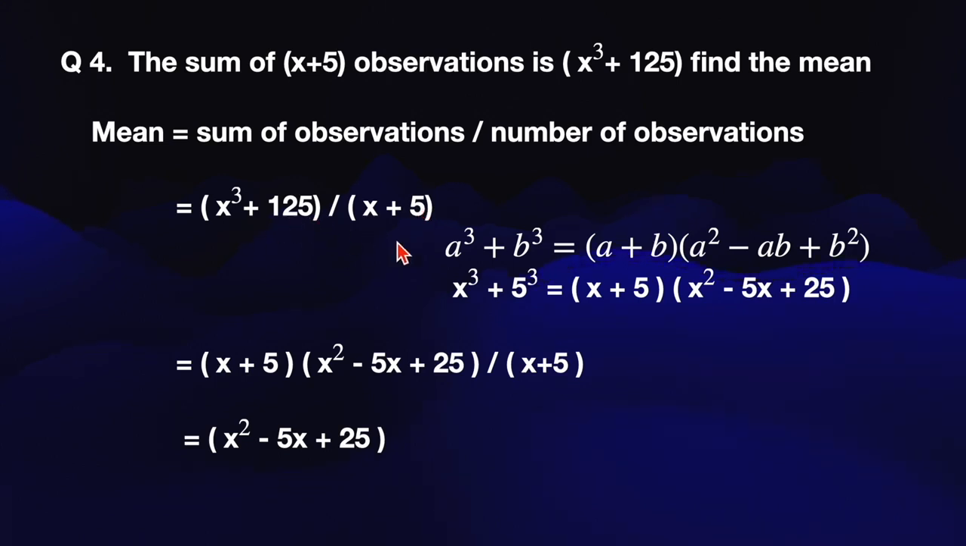Let's factorize this. We'll use the identity a cube plus b cube is equal to a plus b into a square minus ab plus b square. So x cube plus 5 cube is equal to x plus 5 into x square minus 5x plus 25. So write down like this in place of x cube plus 125. Cancel x plus 5, x plus 5. We are left with x square minus 5x plus 25. So that is the mean or the average.